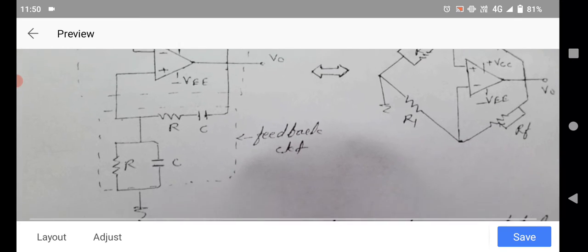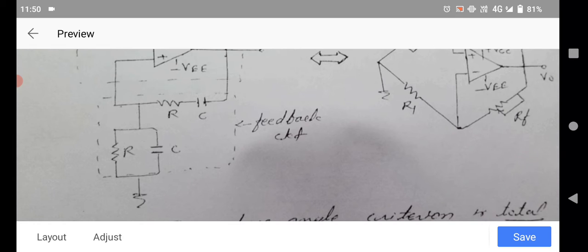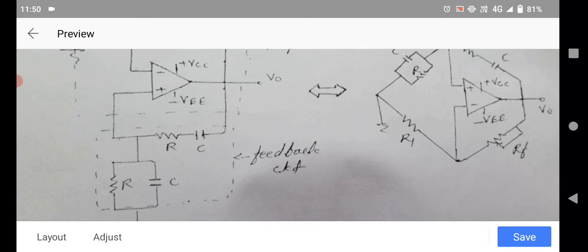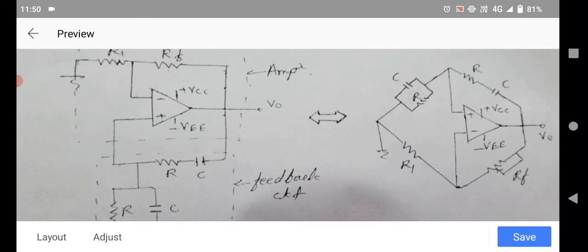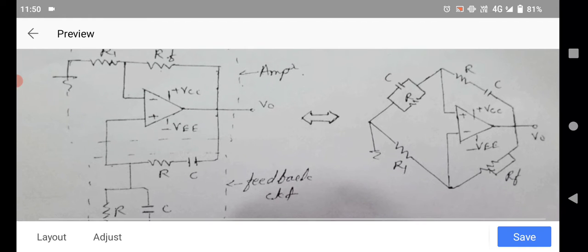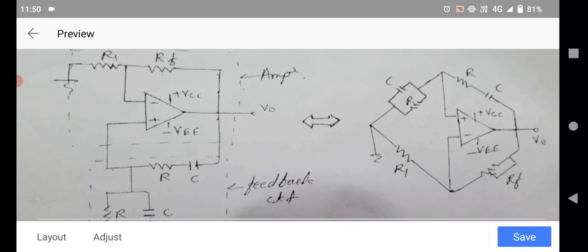And this parallel RC network is connected to the non-inverting terminal, and the series RC network is connected in feedback. That means the output is connected to the input, and the output is measured here as Vo. The dotted line shown here is the feedback circuit.